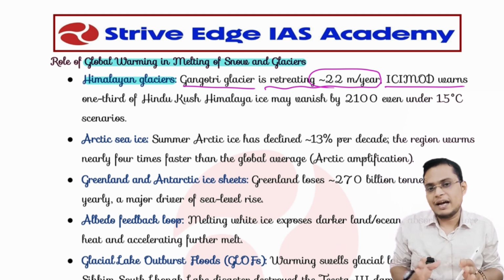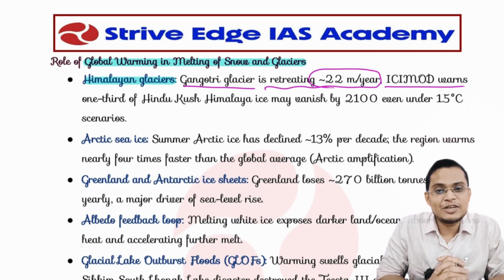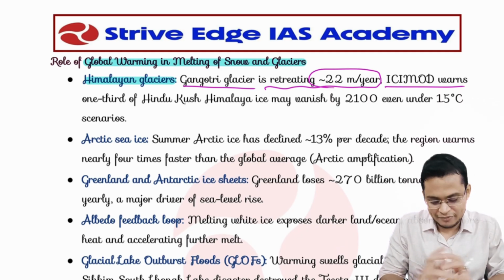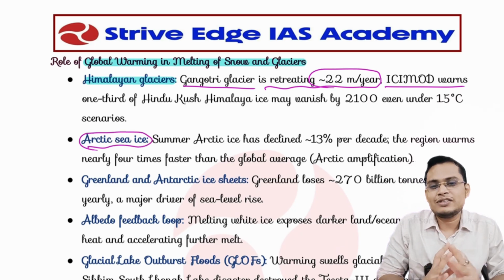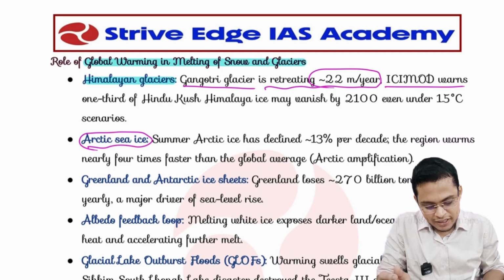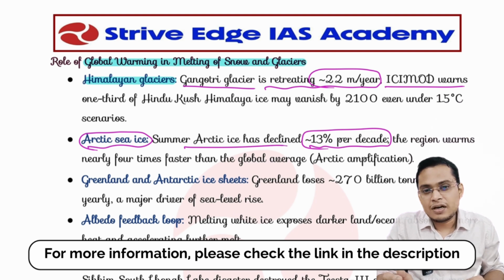They have found that if there is a 1.5 degree temperature rise above the pre-industrial level, then 1/3 of our glaciers will melt in the Himalaya. Just imagine what kind of consequences it is going to have. Next is Arctic ice. I think you know that in the northern hemisphere it is called Arctic. Arctic ice also plays an important role in the cryosphere. Cryosphere means snow and ice. It is also reducing 13% per decade, particularly during the summer season.